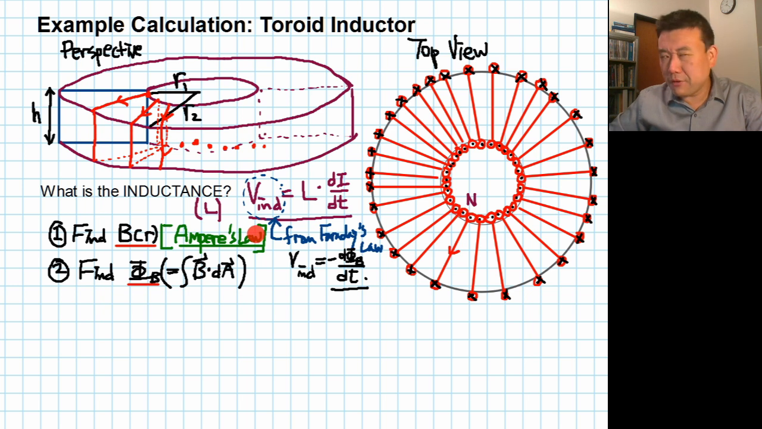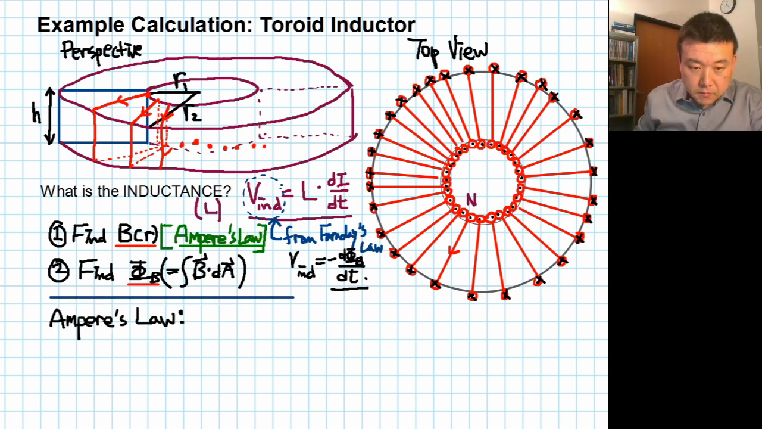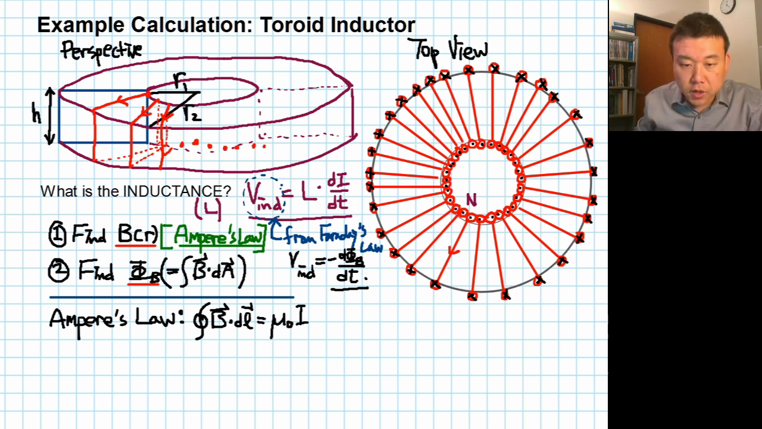Let me remind you what Ampere's law says. Ampere's law says that the line integral of magnetic field B dot dl around the closed loop is equal to mu naught times the amount of current enclosed.